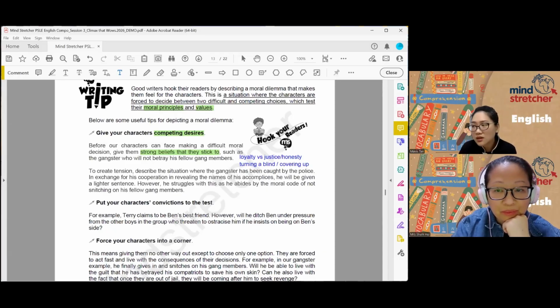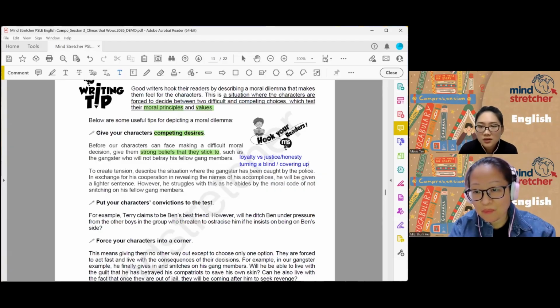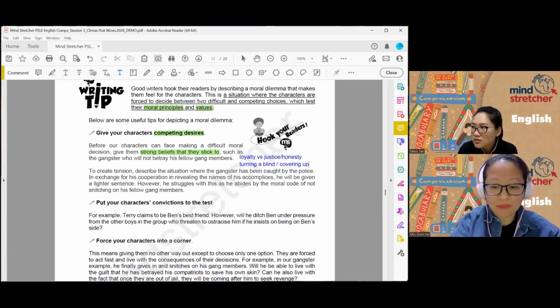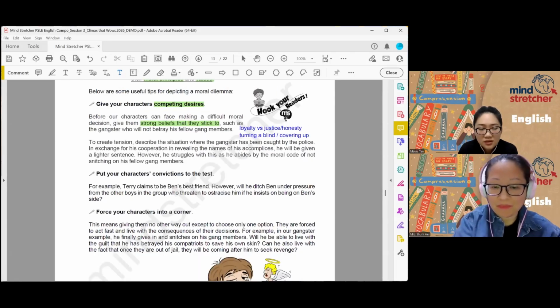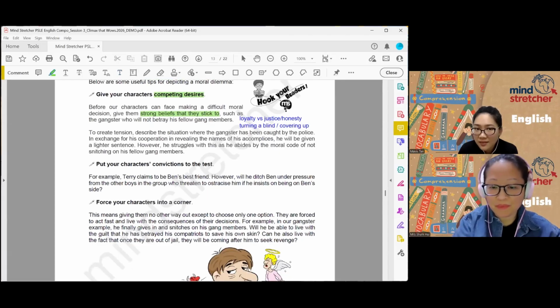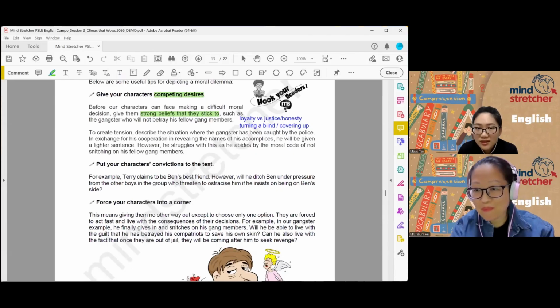So not saying something is also wrong if you know that something is incorrect. Okay, I didn't tell a lie, yeah, but you didn't say the truth as well. Okay? So this is something for you to consider. It cannot be simple. Eating chicken rice or duck rice is not a dilemma, it's a decision. Okay? Put your character's convictions to the test.